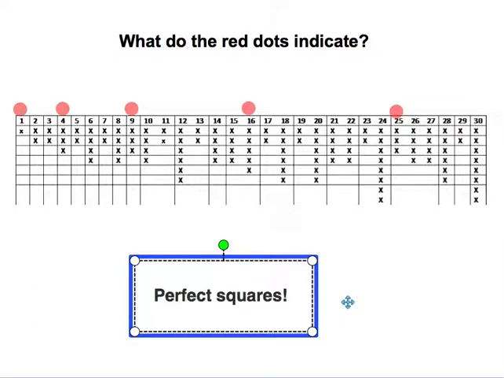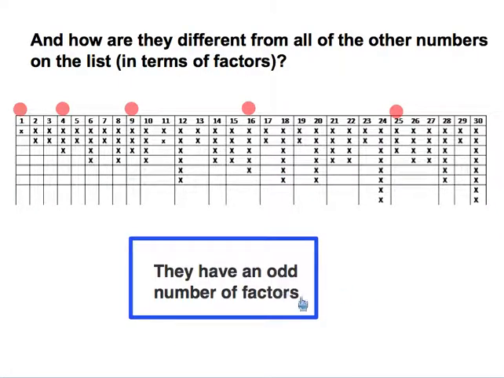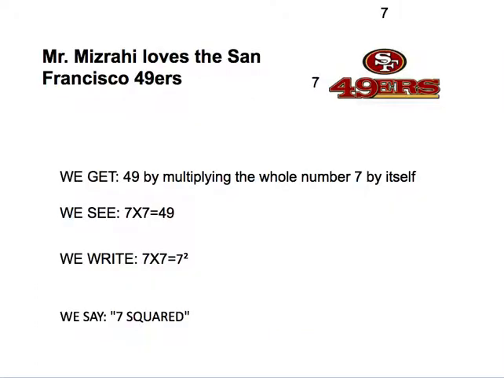The answer is because they are called perfect squares. They have a very, very specific property about them. So for example, 1 times 1 will give you 1. 2 times 2 will give you 4. 3 times 3 will give you 9. 4 times 4 will give you 16. And 5 times 5 will give you 25. And so they all have an odd number of factors, as I just mentioned.